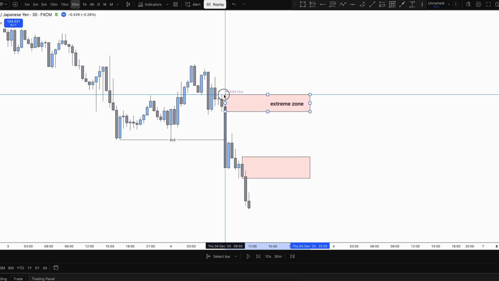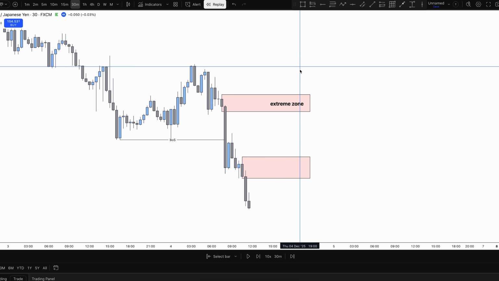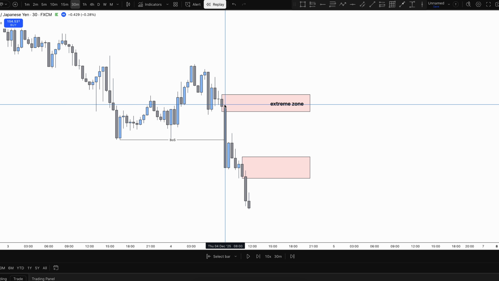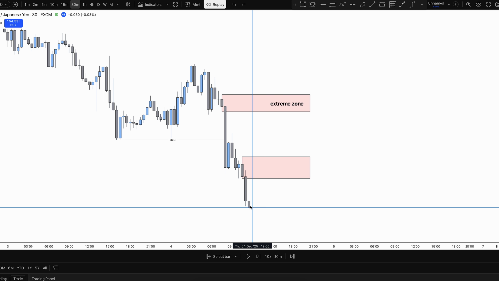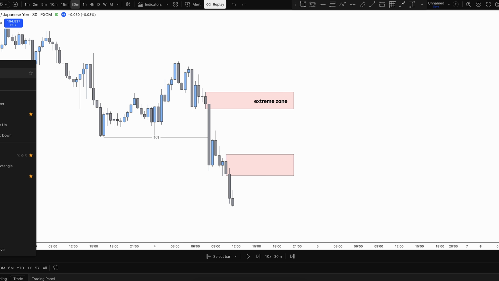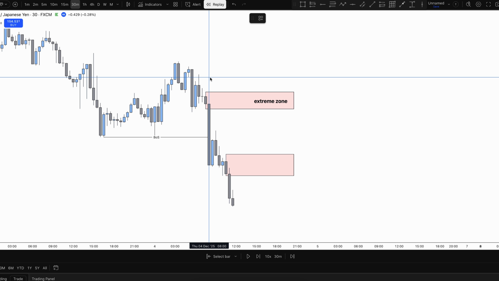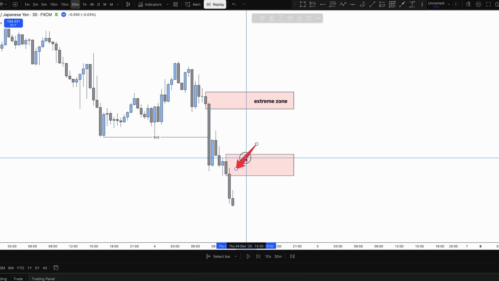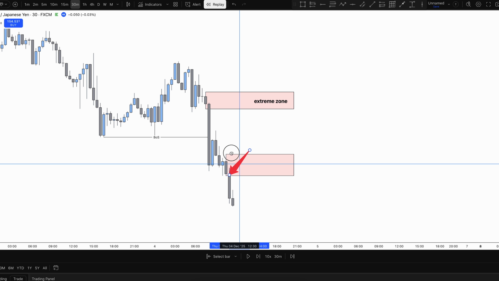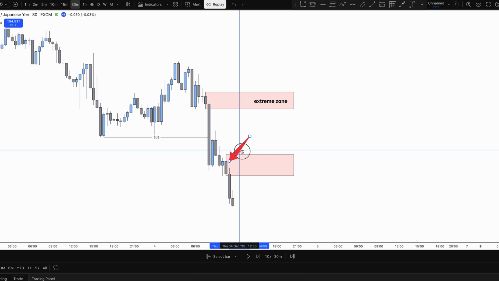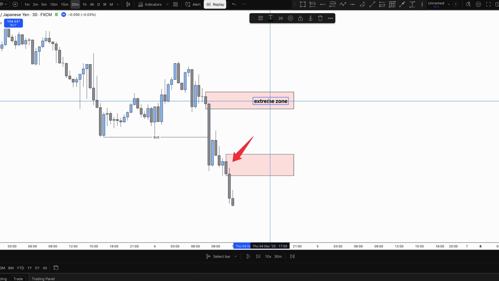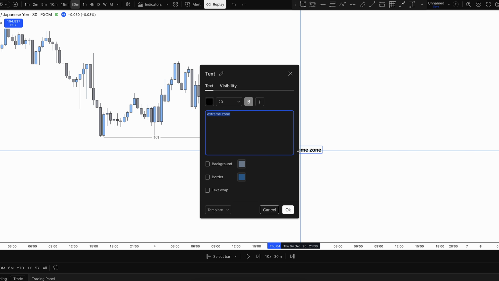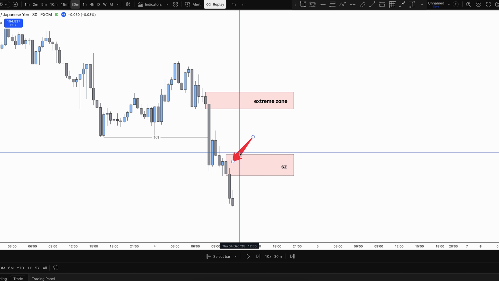The extreme zone is simply, for anyone who does not know or needs a reminder, the furthest zone in the current leg of price action from where price currently is. Okay, so it's like the final supply or demand zone if you're faced with multiple supply or demand zones. So we have this zone here, which obviously in this leg of price action is actually kind of in the discounted area. Not great for selling, to be honest, at this point, but it is still a valid supply zone. And then we have the extreme zone, which is this zone here.